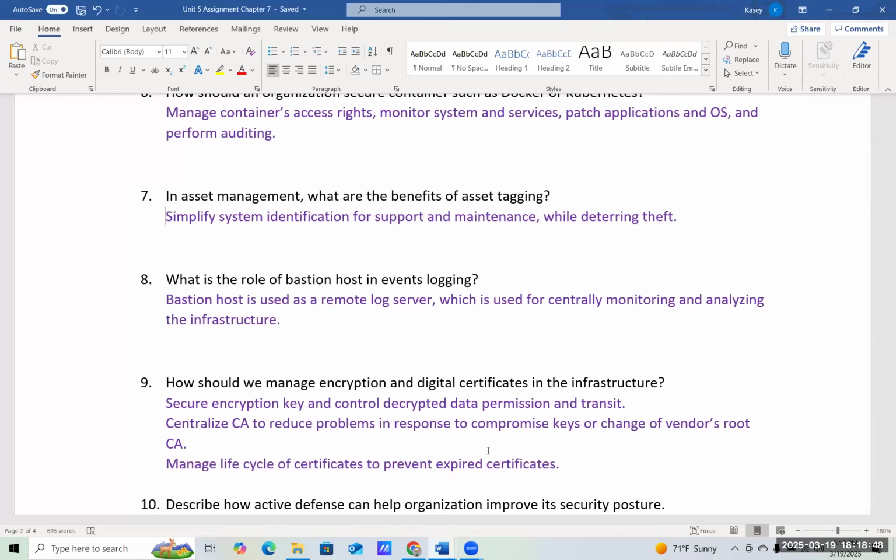And once you use the key to decrypt your data, your decrypted data must have permission control. Because the decrypted data would be readable to everyone if everyone has access. So you want to make sure that you only permit, right, individuals or systems that require that data. So we want to make sure we have access management for those decrypted data.